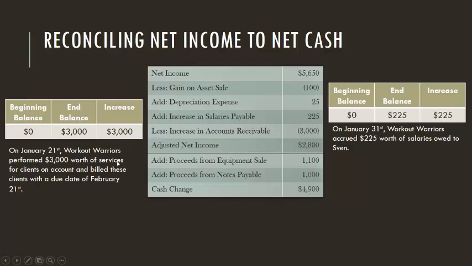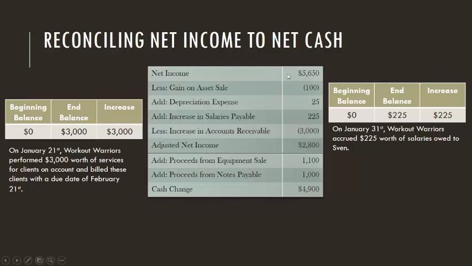And for receivables over here, we had nothing on our books except for the equipment and cash at the beginning of the period, which means our receivables will have increased by $3,000. And for our current liabilities, all we have is that salaries payable we owe to spend. We started the period with nothing on our books in terms of current liabilities. We have a $225 balance at the end of the period. That's an increase of $225.